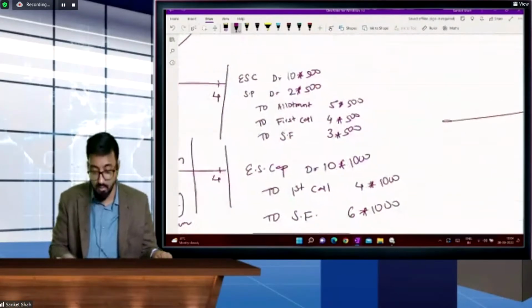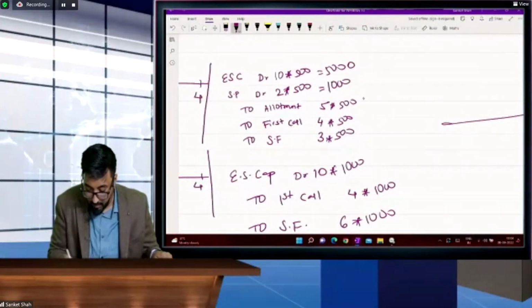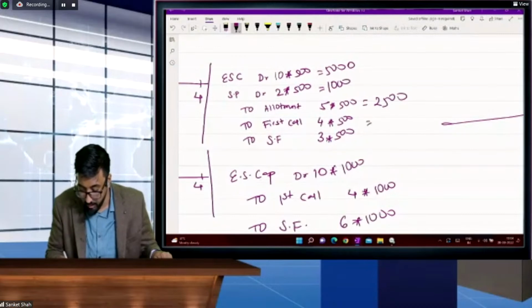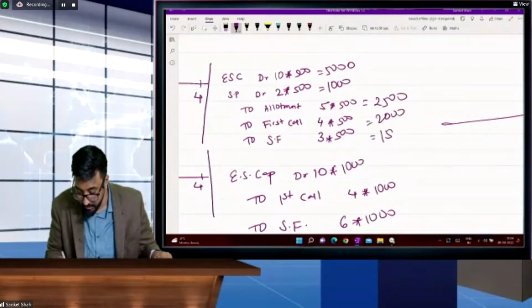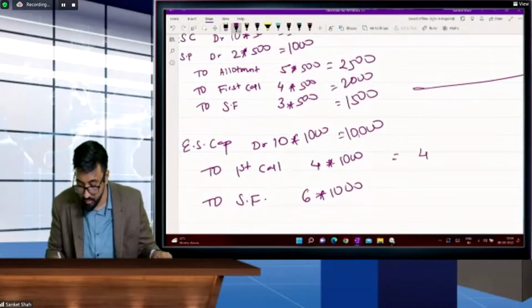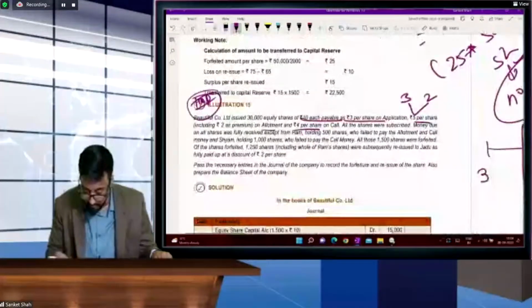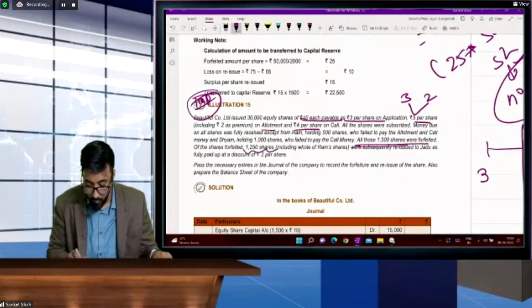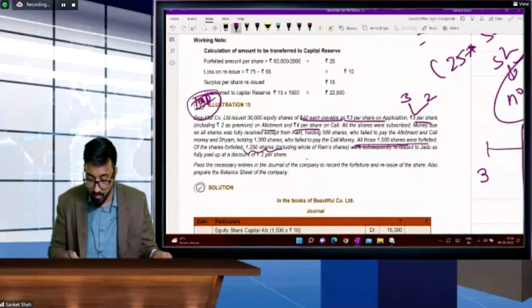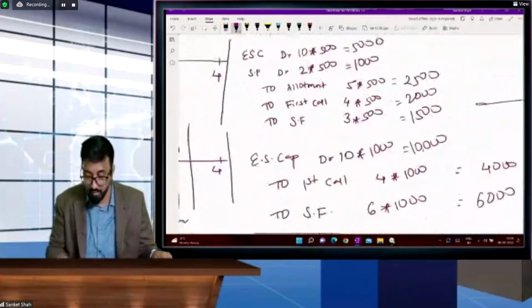Beta, practice makes you perfect. 5,000, 1,000, 2,500, 2,000, 1,500. 10,000, 4,000, 6,000. 250 shares, including Ram's whole share, reissued at ₹2 discount per share. I will show you, yes, beta.